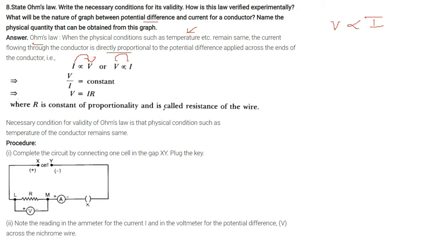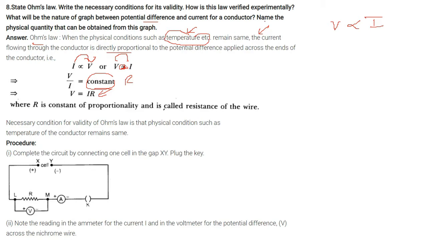When we remove the proportionality sign, we get a constant, and this constant is nothing but the resistance R. V by I is constant, that is V equal to IR. R is the constant of proportionality, and this is called the resistance of the wire. What is the necessary condition for the validity of Ohm's law? The physical conditions, such as the temperature of the conductor, should remain the same.